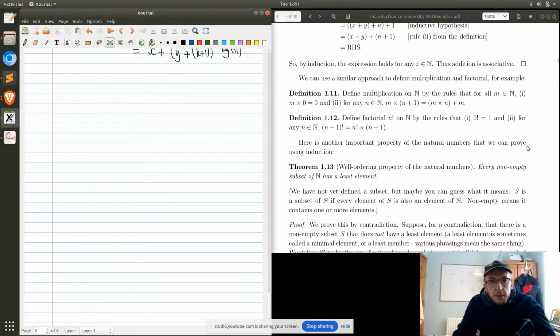Here is another property of the natural numbers that we can prove using induction. The well-ordering property of the natural numbers: every non-empty subset of the natural numbers has a least element. We have not defined a subset, but maybe you can guess what it means. S is a subset of the natural numbers if every element of S is also an element of N. Non-empty means it contains one or more elements.